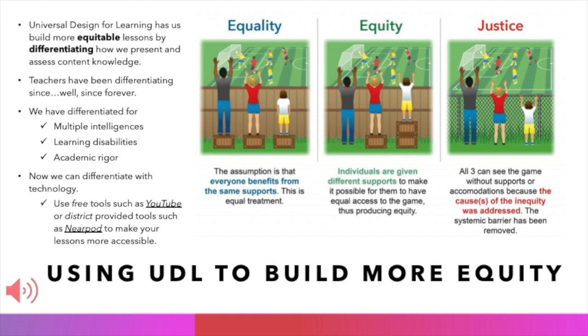Equality is assuming that everyone can benefit from the same supports. Equity means that individuals are given different supports to make it possible for them to have equal access to the game, thus producing equity. But justice means that all three can see the game without supports or accommodations because the causes of the inequity was addressed. By making your lessons equitable and just, you can make learning more accessible for all.